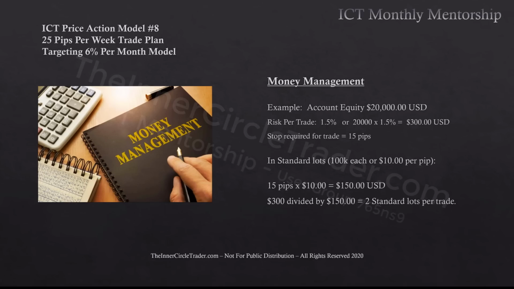And finally, for standard lots, which is 100K leverage, each pip would be represented by a $10 fluctuation. So a 15 pip stop loss times $10 is $150. $300 divided by 150 gives us 2 standard lots per trade.